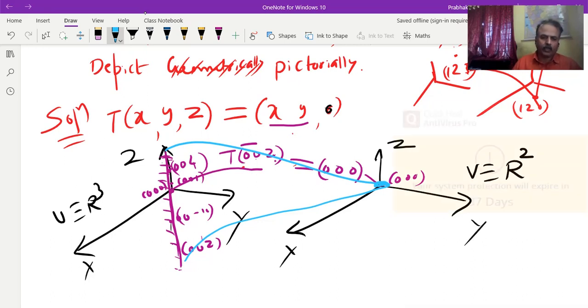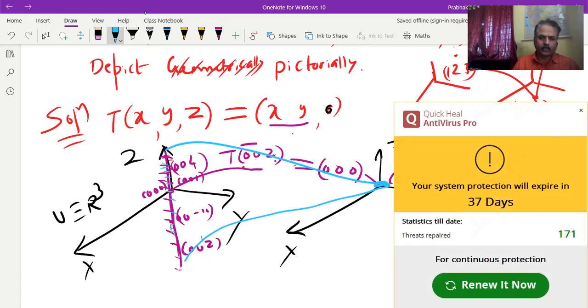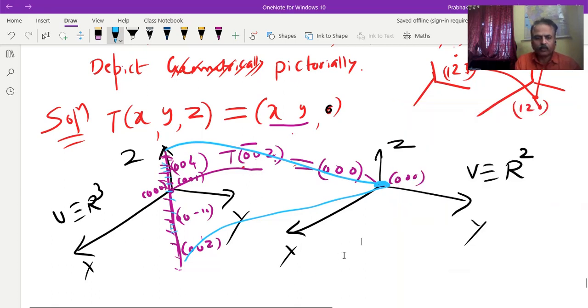So this entire z axis is known as kernel of T, because it is a subspace of this U. Z axis becomes some part of R cube, no? So that z axis is the kernel of the transformation. Kernel of transformation is a subspace of domain which goes and merges to 0, 0.